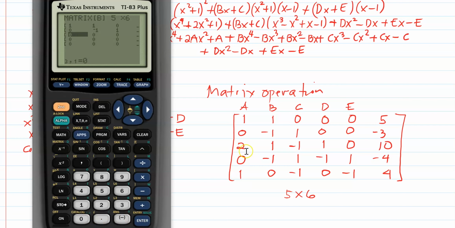And then third row, we have 2, 1, negative 1, 1, 0, enter, 10. And fourth row, we have 0, enter, negative 1, 1, negative 1, 1, negative 4, enter. Last row, we have 1, enter, 0, enter, negative 1, enter, 0, enter, negative 1, enter, positive 4, enter.